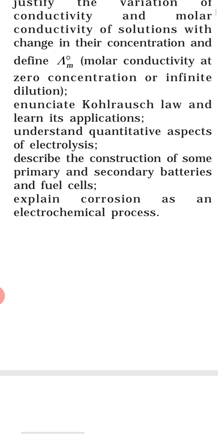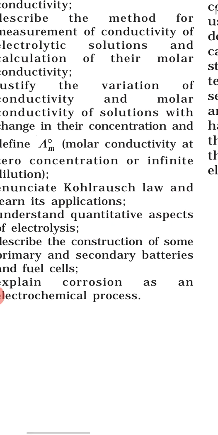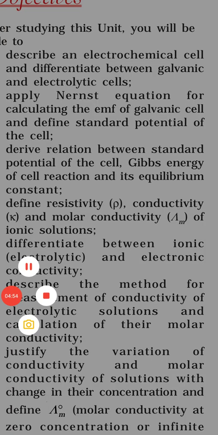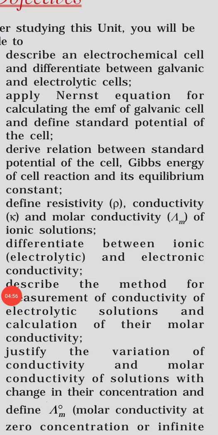Now next one, describe the construction of some primary and secondary batteries and fuel cells. Then the last one is explain corrosion as an electrochemical process. Here we are going to learn the electrochemical theory for corrosion. So these are the topics which we are going to learn in the chapter in detail. Now in the next audio I will explain the chapter further.